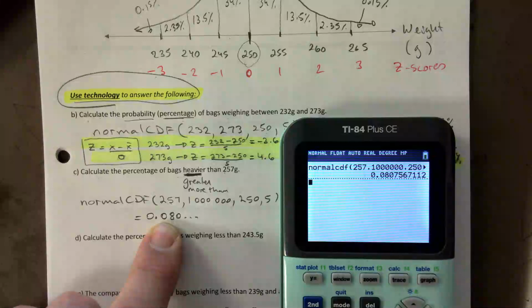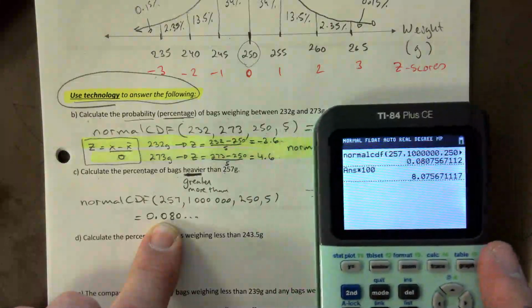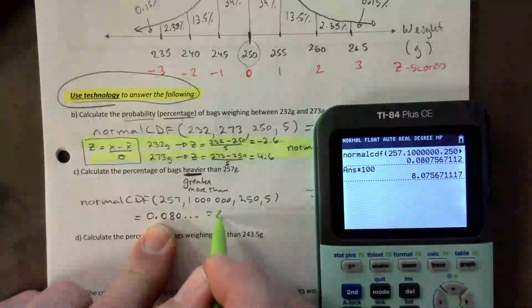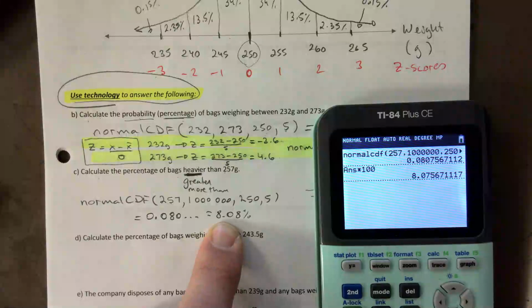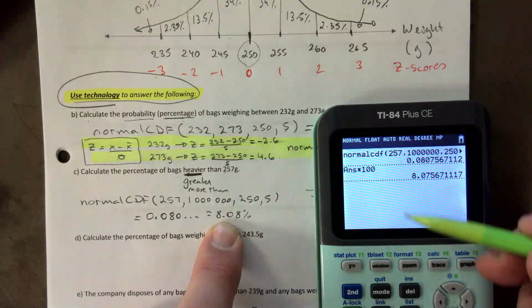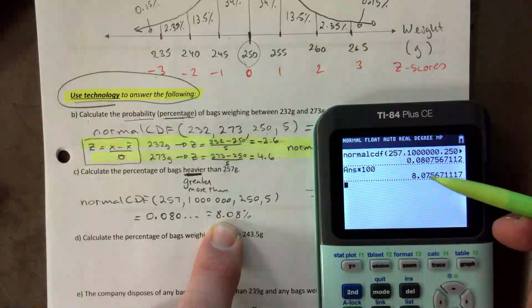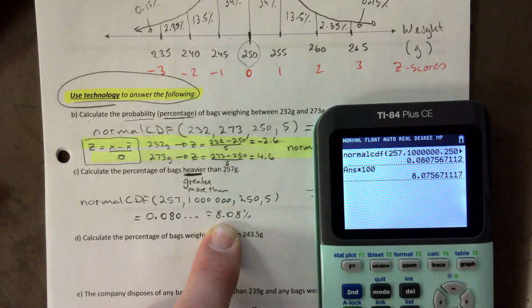So I'm just going to multiply this by 100. 8.08%. If you want to get full marks here, you round this number that you multiply by 100 to 2 decimals. Okay? That's how you do it.